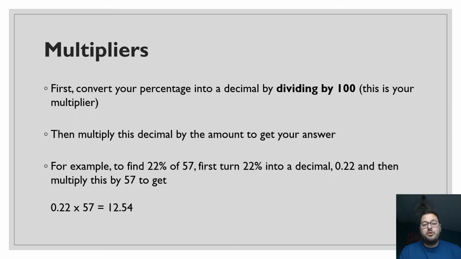If not, you can use what's called a multiplier, and all that is you just divide the percent by 100 and that'll give you your decimal, and then you can just times that by whatever you want to find the percentage of. So for example, if we wanted to find 22% of 57, we first just turn 22% into a decimal, which is 0.22, and then multiply this by 57 to get your answer. So 0.22 times 57, stick that in your calculator and you'll get 12.54. These are called multipliers because they're what you multiply by the amount you want to find the percentage of.